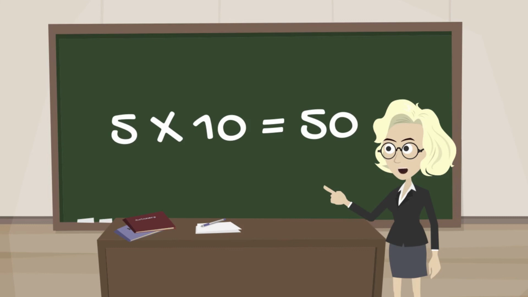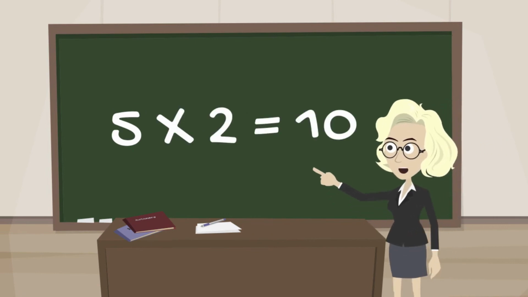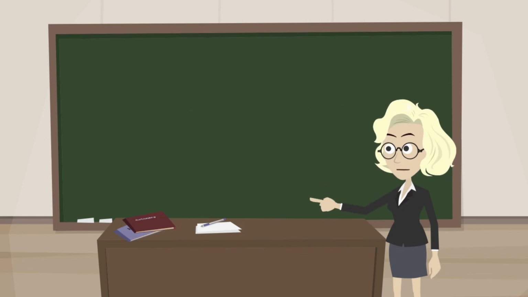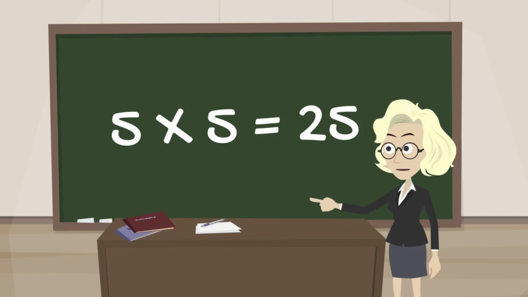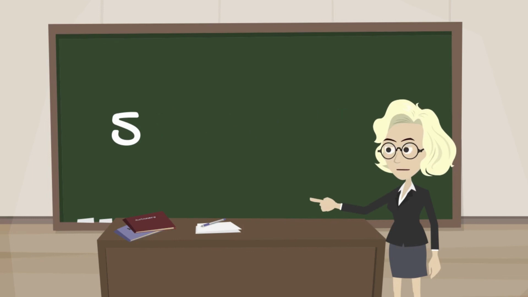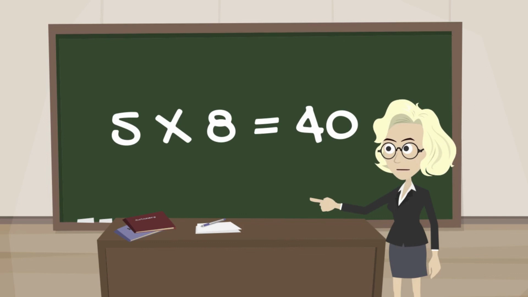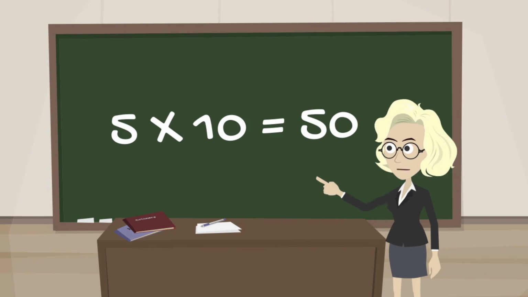5 tens are 50. Once more time. 5 ones are 5. 5 twos are 10. 5 threes are 15. 5 fours are 20. 5 fives are 25. 5 sixes are 30. 5 sevens are 35. 5 eights are 40. 5 nines are 45. 5 tens are 50.